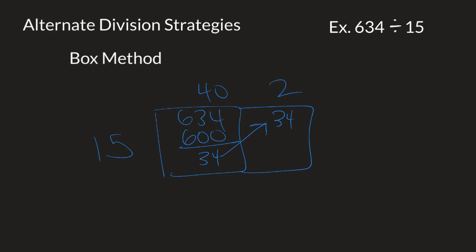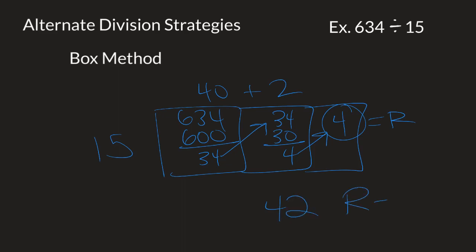And how many times does 15 go into 34? That's right, 2 times. 2 times 15 is 30. You got 4. Let's add another box. And 4 can't do anything else, so that means this is the remainder. And your answer would be 40 plus 2, which would equal 42, remainder 4. That right there is the box method.